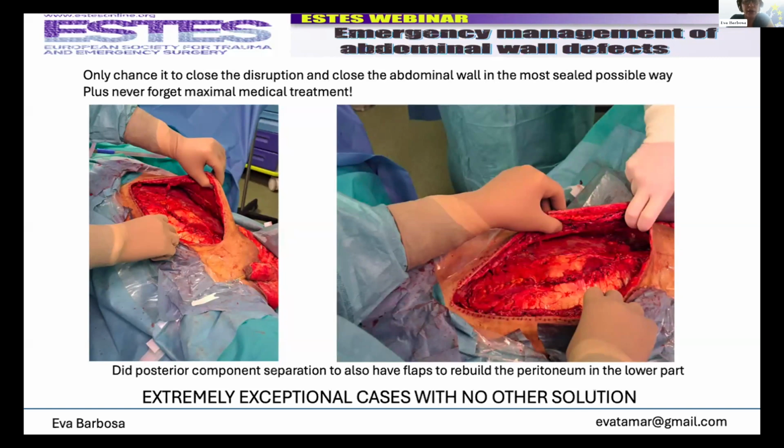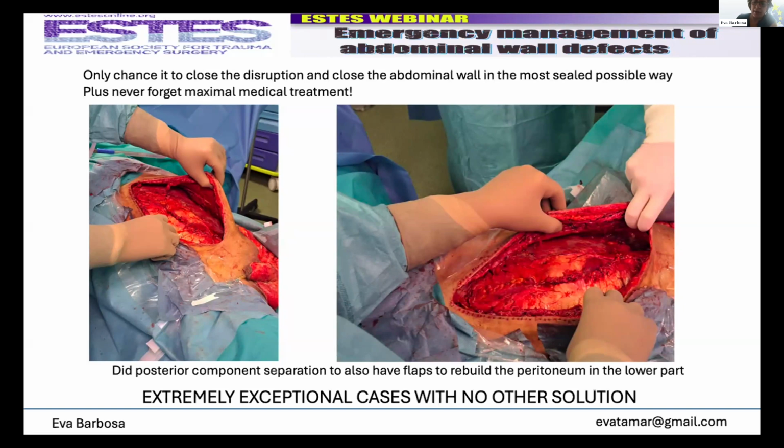So we had to treat the evisceration at the same time as treating the peritoneum so he would not leak from the inguinal hernia. So I did component separation, to have flaps to rebuild the peritoneum in the lower part and to seal it.